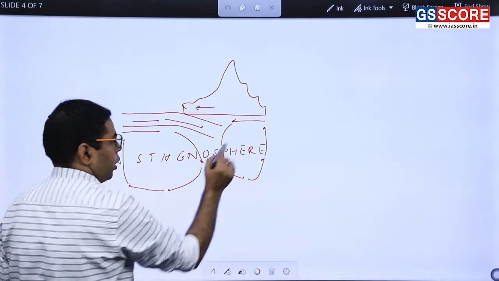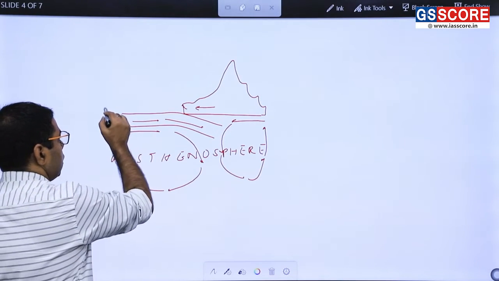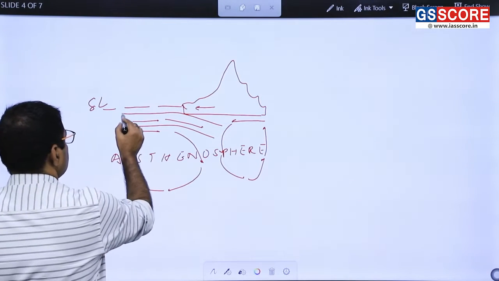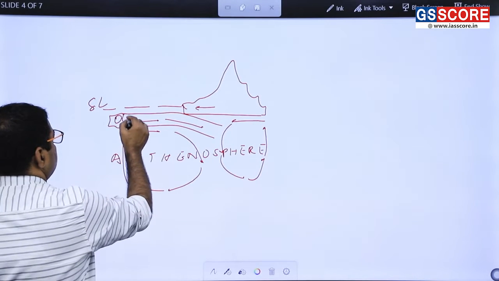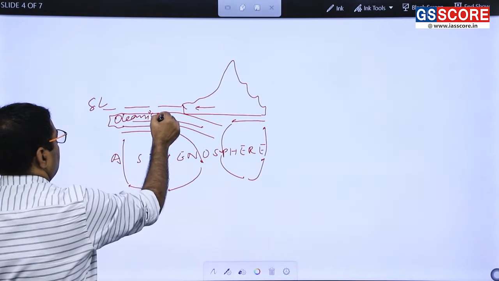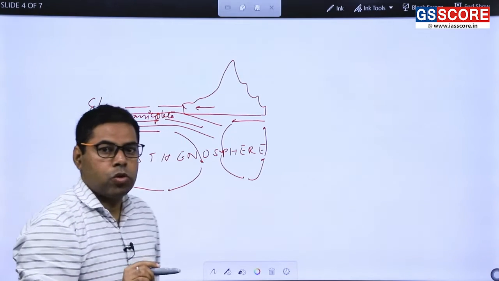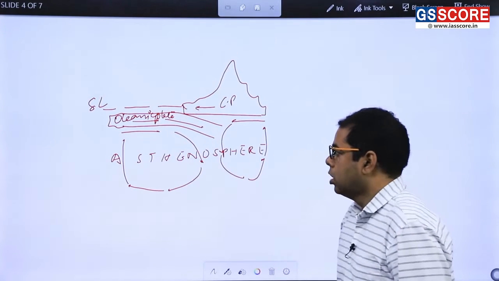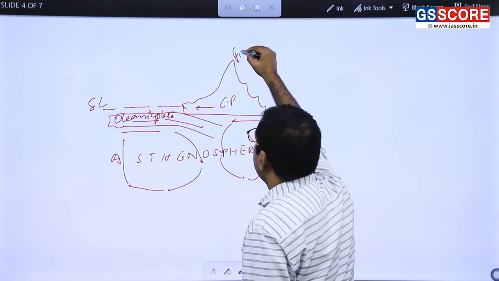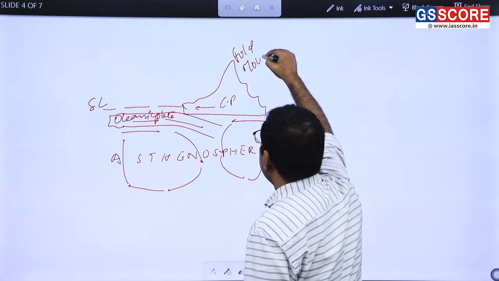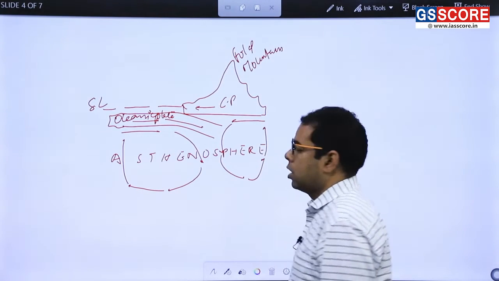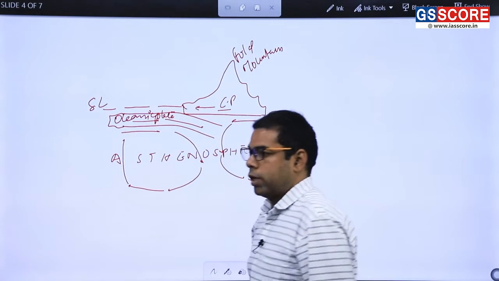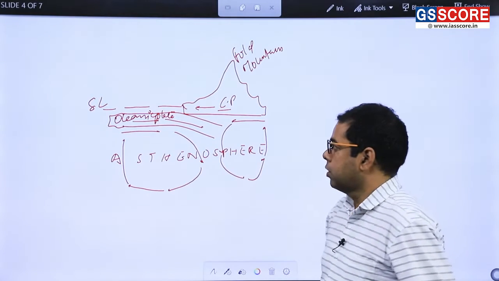This is the asthenosphere. So this is sea level and this is the oceanic plate. So always take advantage of drawing the diagram. This is the continental plate, right? So this is fold formation or fold mountains, right? Here the continental plate and oceanic plate are colliding together to form the fold mountain.